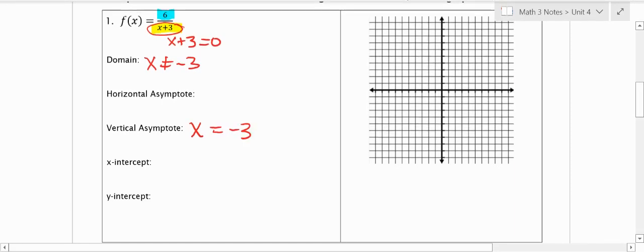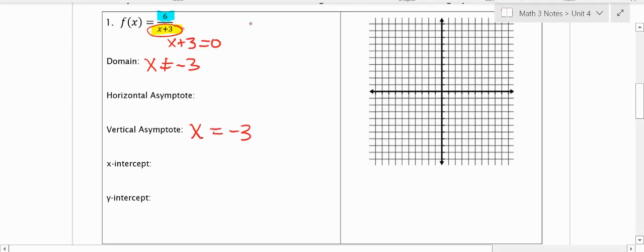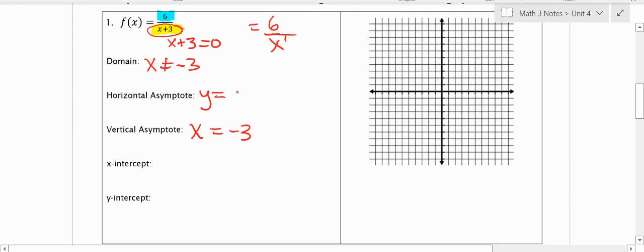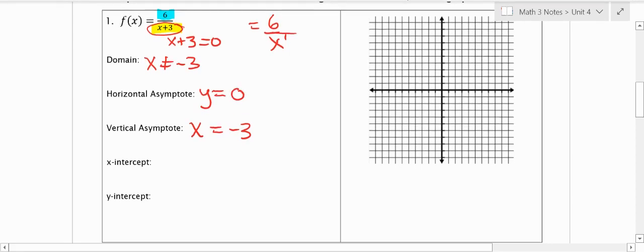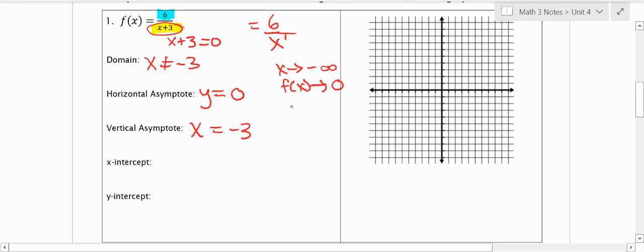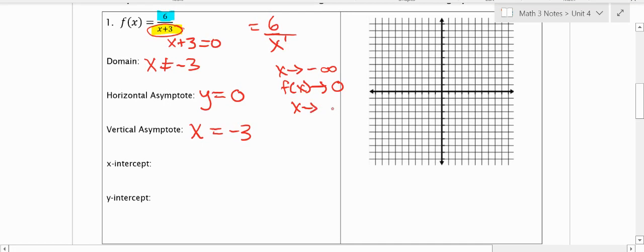We're then going to look for a horizontal asymptote. I have a 6 on the top and an x on the bottom, so I have a degree 1 on the bottom. The larger exponent is on the bottom, so my horizontal asymptote is y equals 0. So as x goes to infinity or negative infinity, f of x is going to go to 0. It's going to get really small, and vice versa for positive infinity.